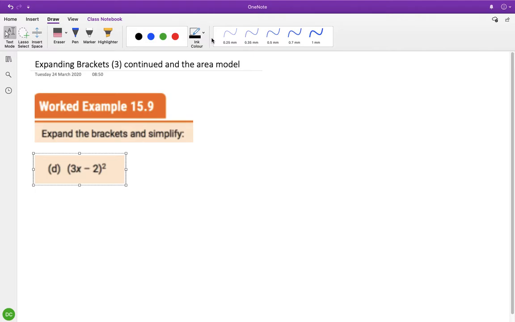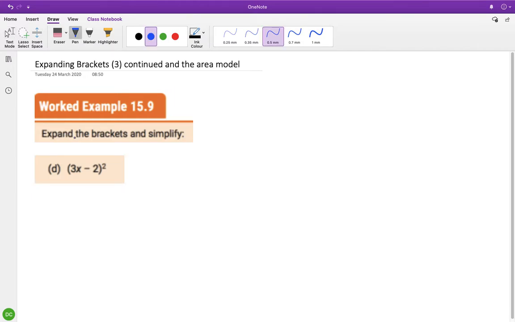Alright, so today's class, I just want to continue expanding brackets 3, and then there's another thing called the area model or the array model that I want to do. It's all based across, like, it's the same thing. And there's only one thing left in this chapter, so we're doing quite well.